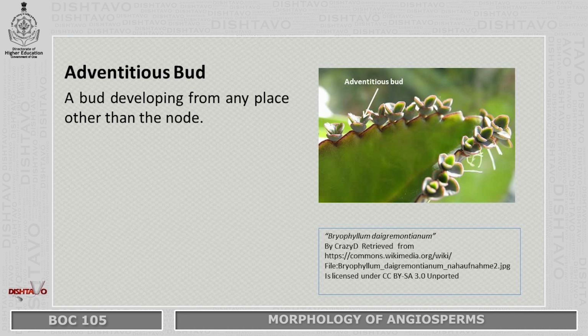Here I would like to cite an example of adventitious bud, which is found in Bryophyllum. This genus shows growth of adventitious buds along the crenate margin of the leaf. The speciality of such adventitious buds is that they help the plant in vegetative propagation. So in Bryophyllum, when the leaf disintegrates or dies, this adventitious bud later has the potential to develop into a new plant.